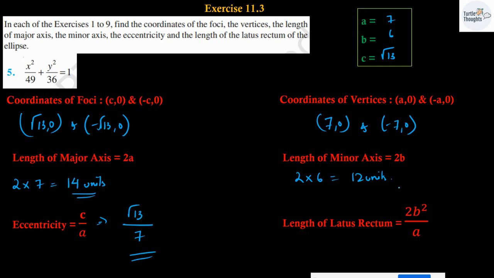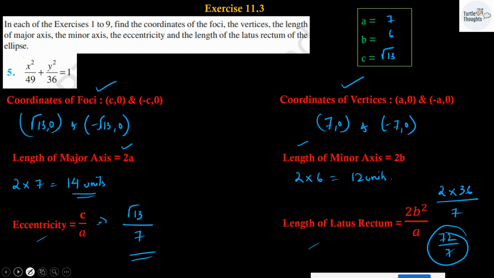Length of the latus rectum is 2b square divided by a. 2 multiplied by b square, b square is 36, divided by a. A is going to be 7. Can you cancel anything? No, nothing you can cancel. You can write this as 72 divided by 7. This is going to be the answer for the latus rectum. We have found out the coordinate of the focus, vertices, major axis, minor axis, eccentricity, and also the latus rectum.